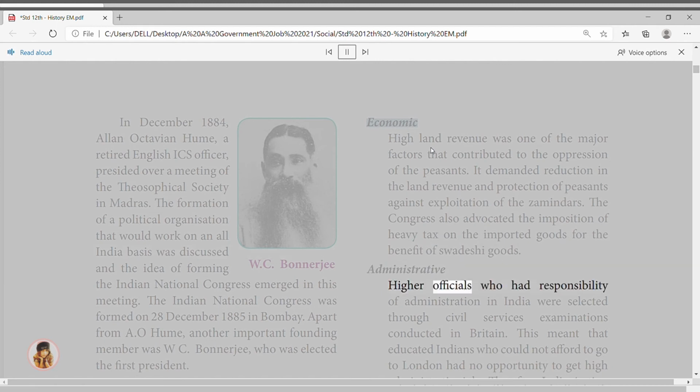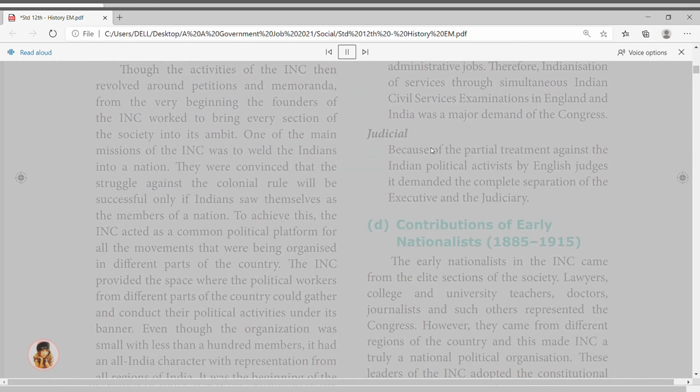Administrative: higher officials who had responsibility of administration in India were selected through civil services examinations conducted in Britain. This meant that educated Indians who could not afford to go to London had no opportunity to get high administrative jobs. Therefore, Indianization of services through simultaneous Indian civil services examinations in England and India was a major demand of the Congress. Judicial: because of the partial treatment against the Indian political activists by English judges, it demanded the complete separation of the executive and the judiciary.